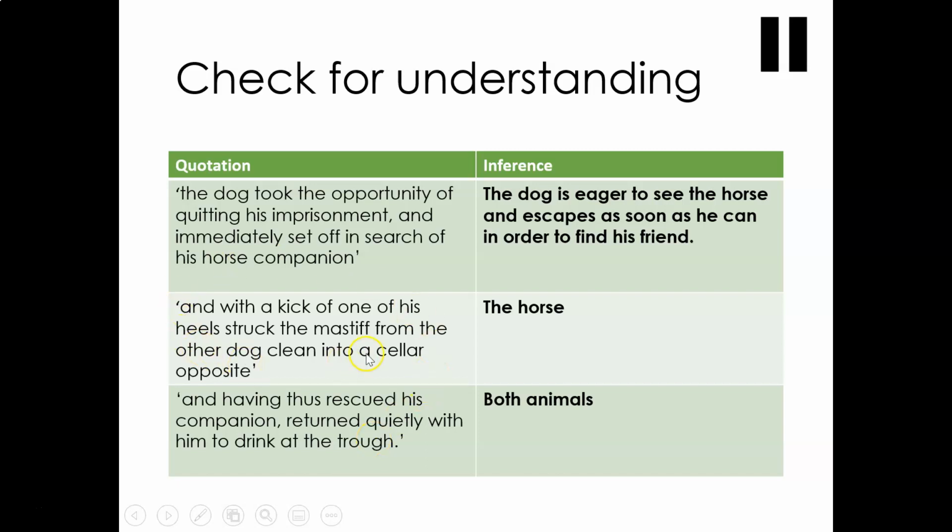Read the quotation again, and in your own words explain, what do we learn about the horse here? And in the last one, what do we learn about both animals? Make sure you've written this as a full sentence and it clearly communicates your understanding of the text. Pause the video and spend about 5 to 6 minutes on that now, please.